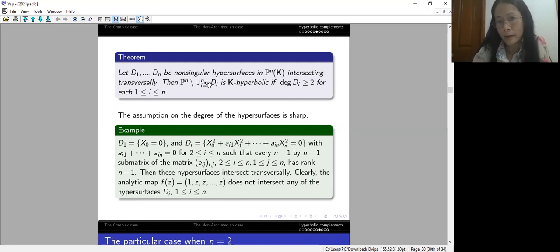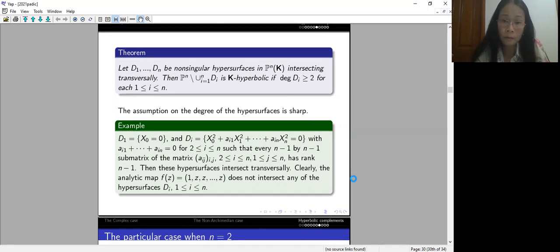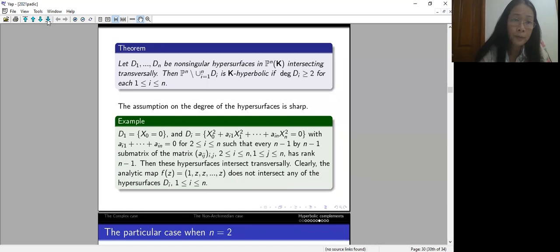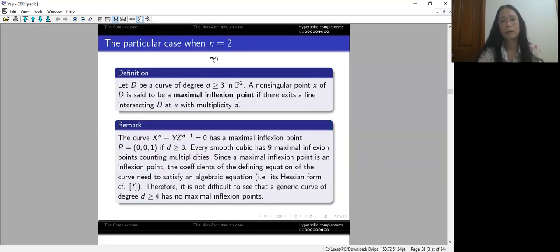And unfortunately, we don't get any better here. The question is, for example, now we don't omit n anymore. We want to omit fewer, like n minus 1. What happens? For the general case, we still cannot do it. But in some special cases, for example when n is 2, that means we consider projective space of dimension 2, then we can almost get everything.